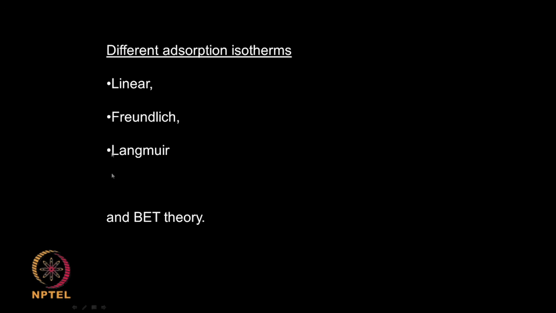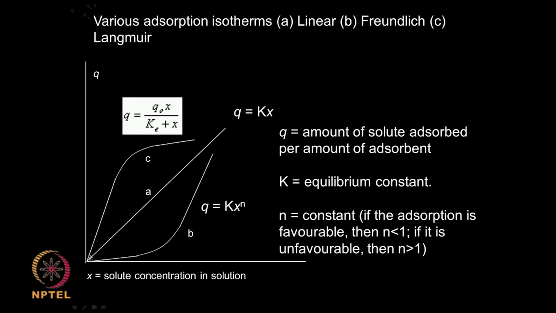Let us not go too much into that, but these 3 types of adsorption take place. So, if I plot on the x axis the solute concentration in the solution, we call it x, that is the concentration of the adsorbate in the solution, and q on the y axis, the concentration of the solute in the adsorbent, that is the solid phase, okay. Q is the concentration of the solute in the adsorbent, that is in the solid, x is the concentration of the solute in the solution, okay.